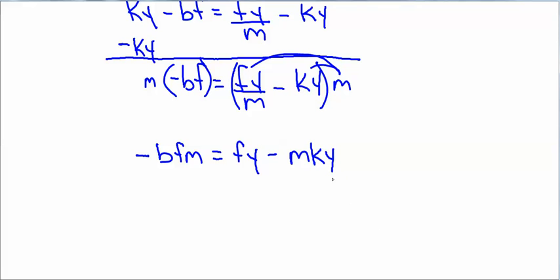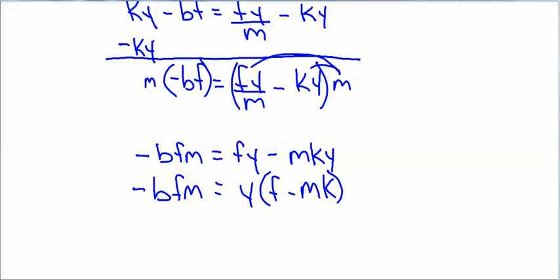Now, the next step, and we haven't done this much, is to factor the right-hand side of the equation. Fy has a y in it, and mky has a y in it, which means you can pull a y out of both of those terms. So if you leave the left side the same and rewrite it as negative bfm, you're going to make it equal to y times f minus mk. So what you did here is the distributive property in reverse order.